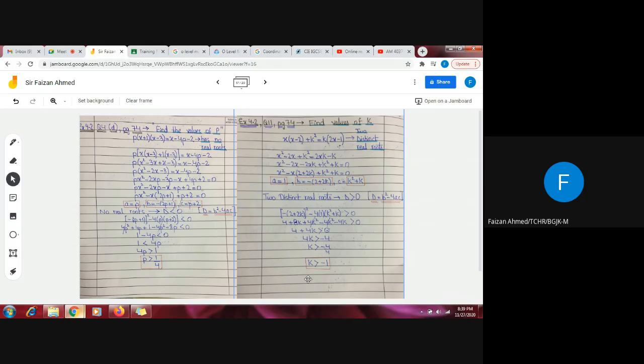So both of the questions were pretty much similar. The only thing is the working. You have to be careful with the sign. First, you have to make your equation simple, and then you have to identify the value of A, B, and C. And by using the right condition, you can get the values or the ranges of values of the unknown.